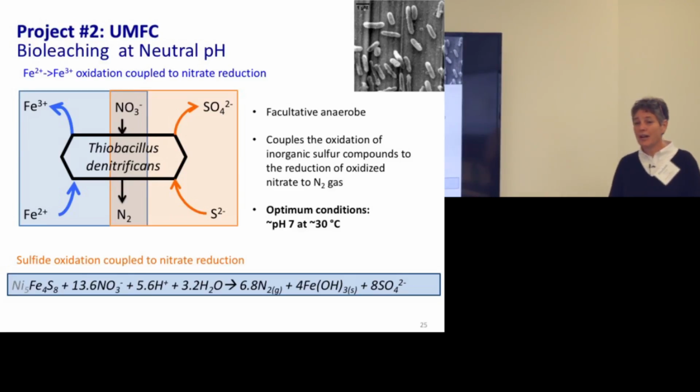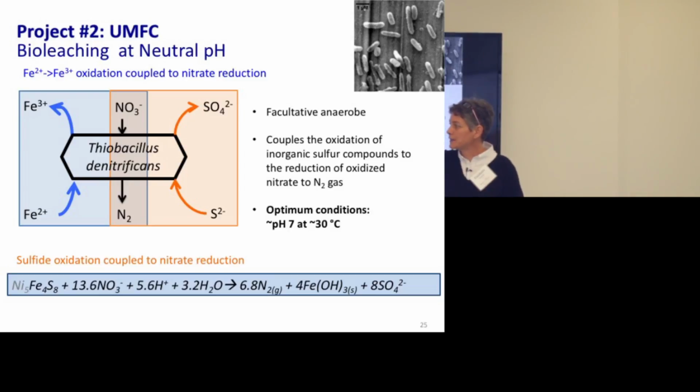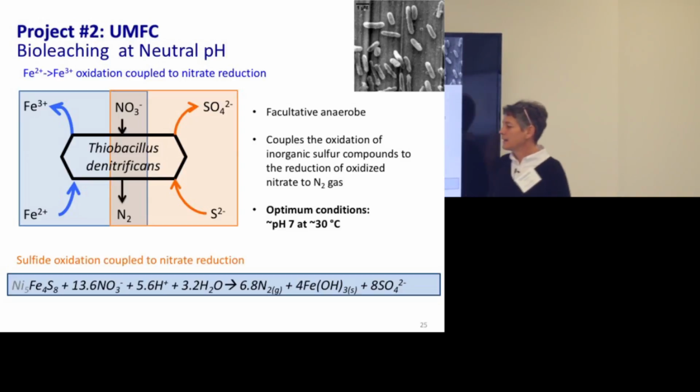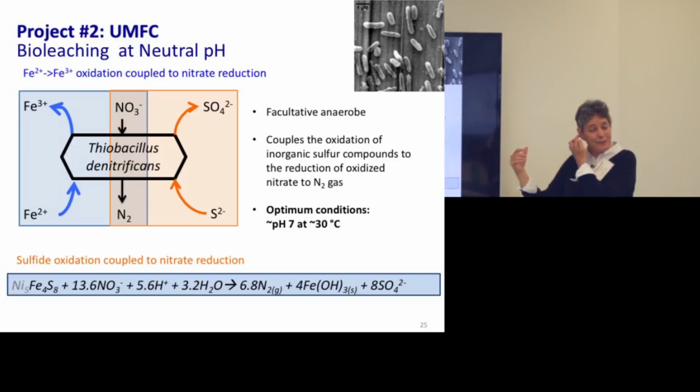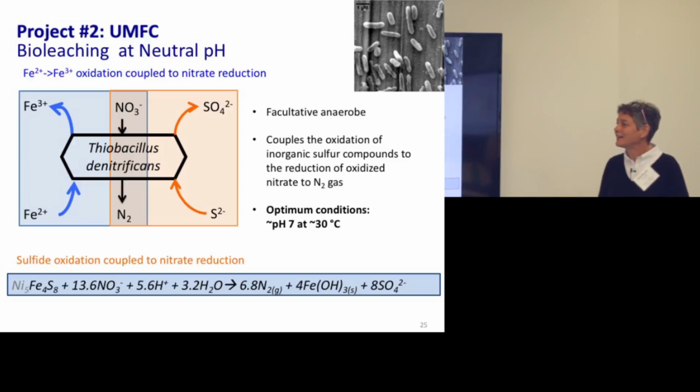On the nitrate side, there is an organism that's been characterized called Thiobacillus denitrificans, which does this coupling of sulfur oxidation and iron oxidation to nitrate reduction. The original thought that I had was that it actually consumes acid, it doesn't produce acid. And so this happens around circumneutral pH as opposed to acidic pHs. And so this was a thought.